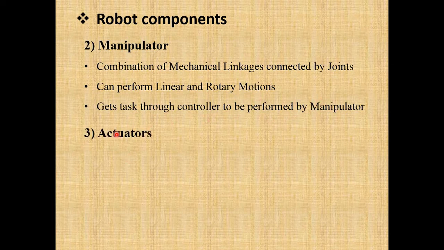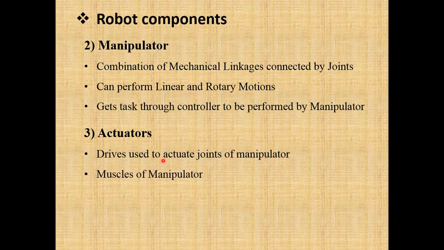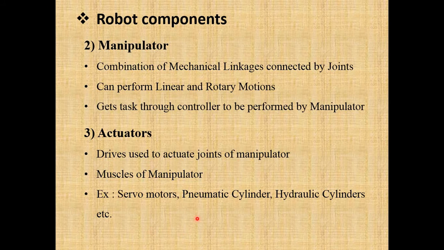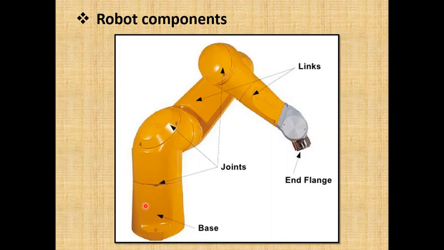The third one is the actuators. If I give you the basic idea of actuators, then actuators are the muscles, like we have muscle power to work with the hand. In the same way, in the robotic system, the actuators are the muscles. The actuators are generally the drives that are used to actuate the joints of the manipulator. So these are the muscles of the manipulator. Examples of actuators are servo motor, pneumatic cylinder and hydraulic cylinder. It is again controlled by the controller.